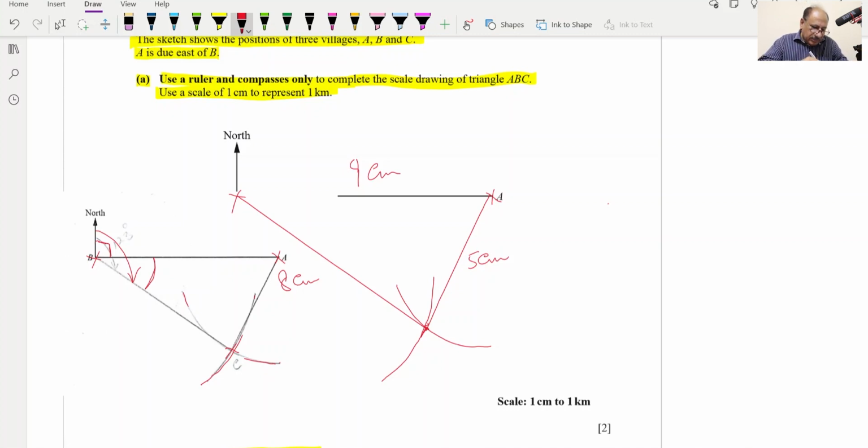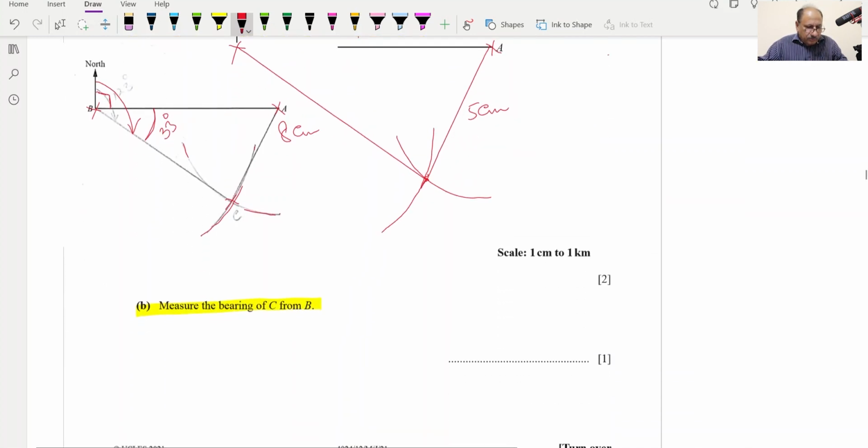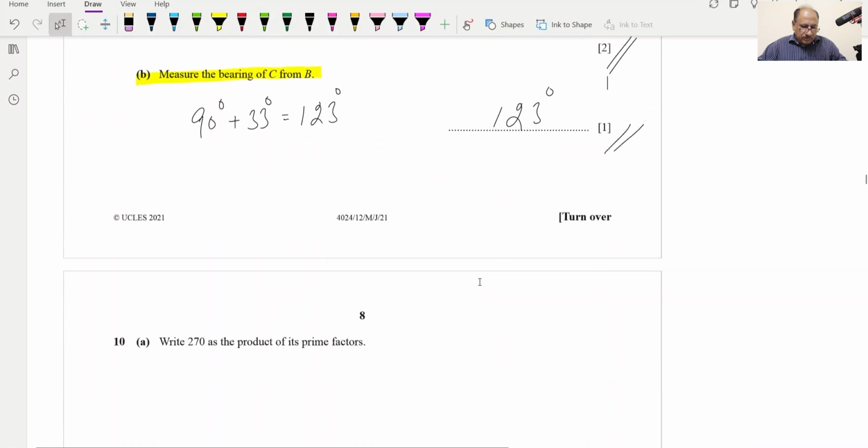90 plus this angle will be 33 degrees. So 90 plus 33 will be equal to 123. So we can write 90 degrees plus 33 degrees, and this will be equal to 123 degrees, and 123 degrees we can provide here. This is 1 mark, and the A part was a 3 mark question. Hopefully you understood each and everything.